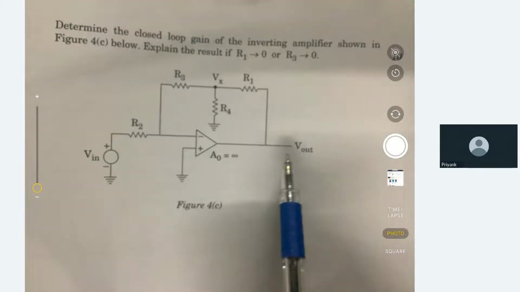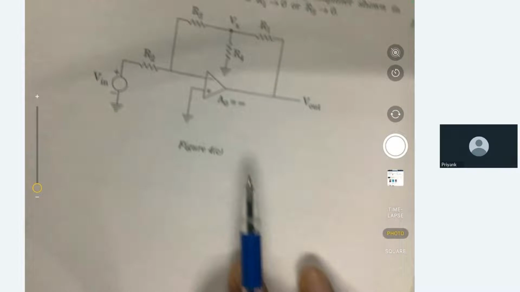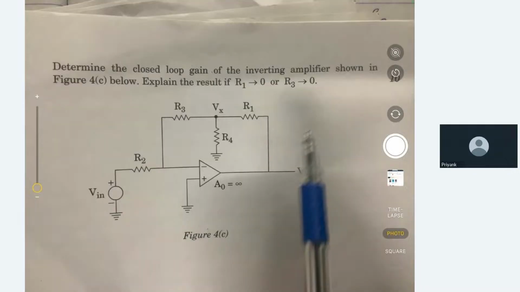I found it very easy, and the answer came very quickly. Actually, when I saw this question, I didn't realize the difficulty of this question.